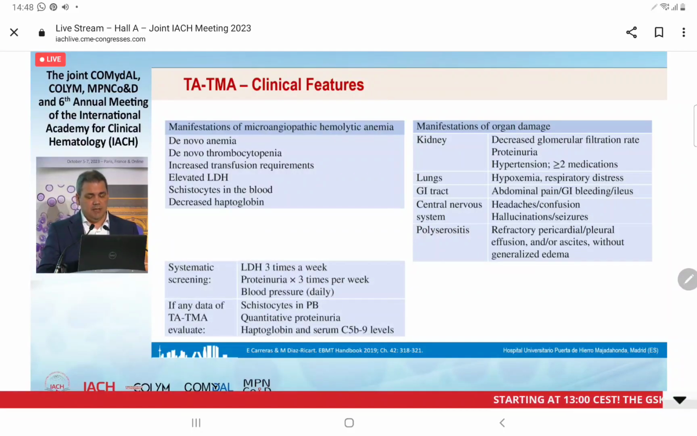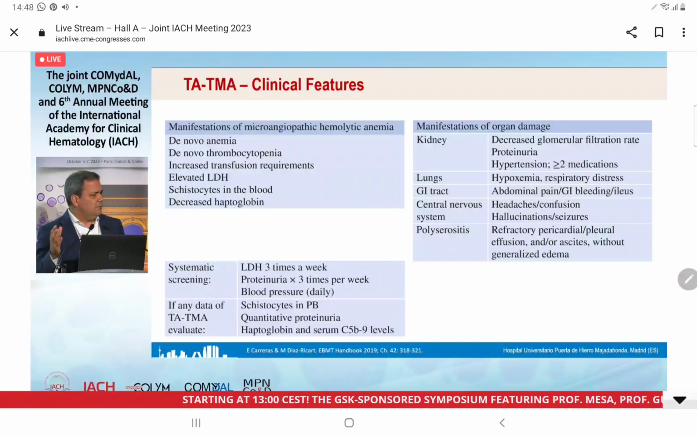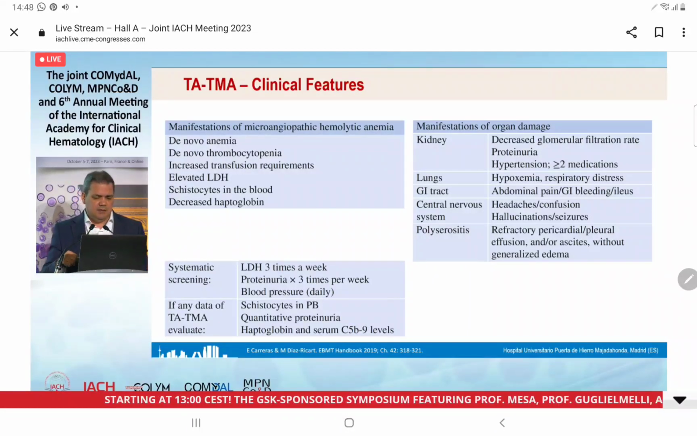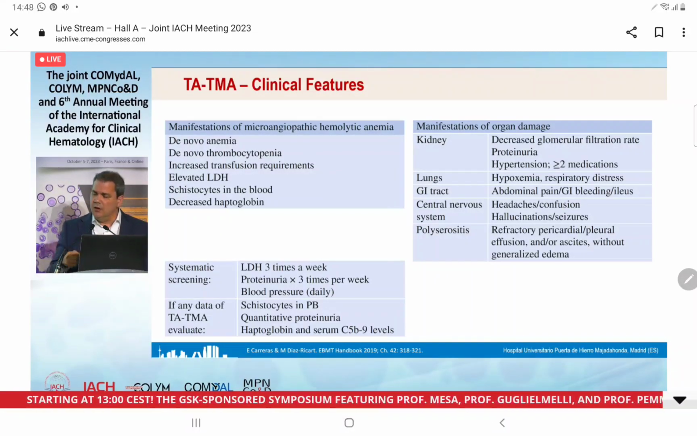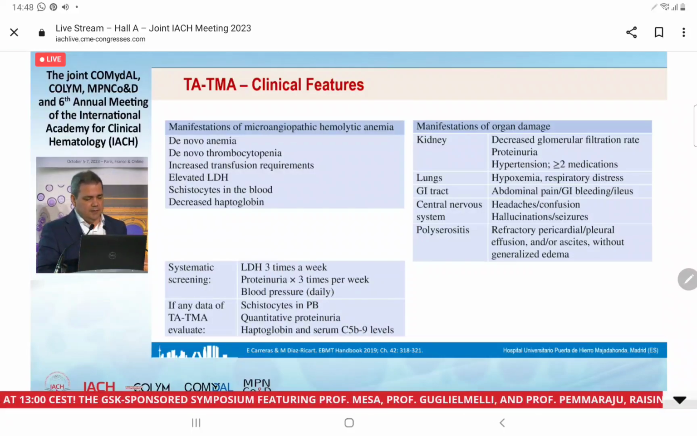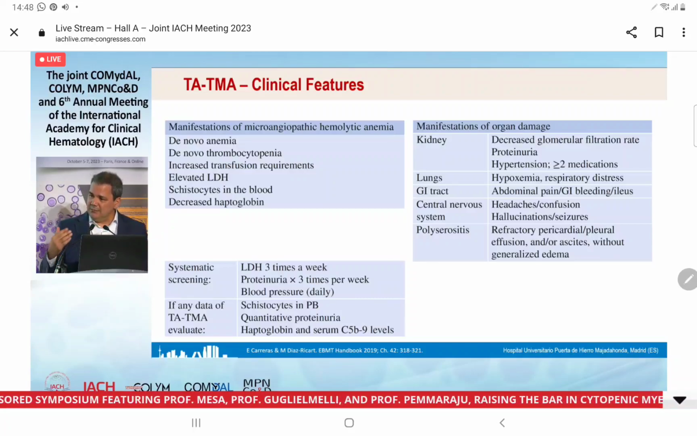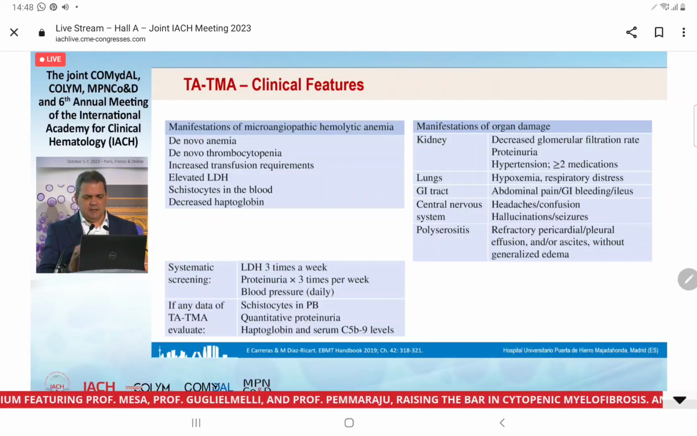All these are potential manifestations of TA-TMA, and then there are recommendations for a systematic screening that many of us do, which may vary from pediatric patients to adult patients in the way that we monitor some of these things. For instance, regular systematic screening of proteinuria is one of the things that might change. Schistocyte monitoring in peripheral blood may also vary, but these are the current recommendations that we have.